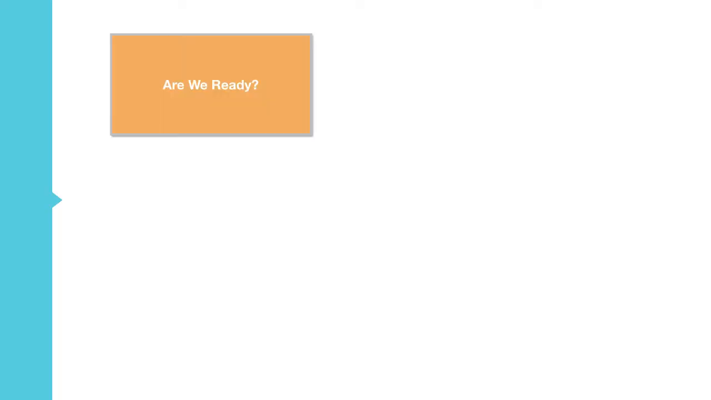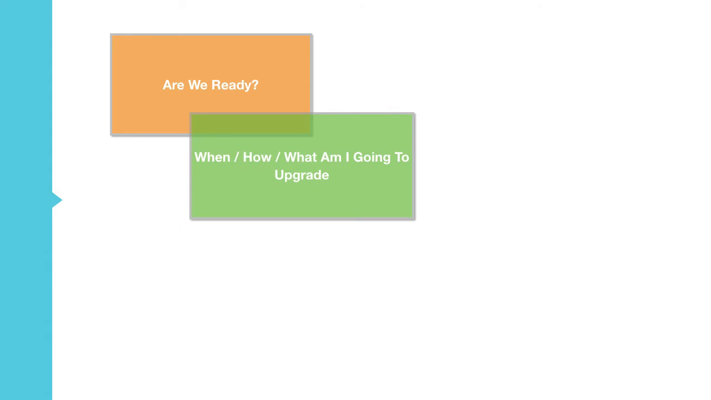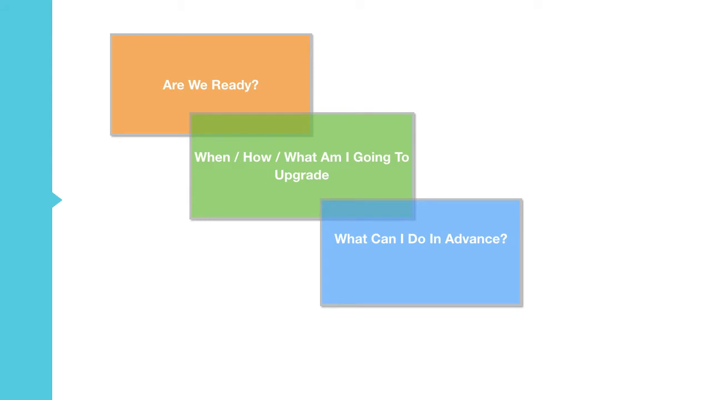So let's get started. What we're going to cover in this Perfect 10, I'm doing under 4 sections. So we're starting with, are we ready? Establishing whether the environment is ready for us to upgrade. Then we're going to move on to when, how, and what I'm going to upgrade. If you're going to plan for the upgrade, you need to plan in advance and understand what you want to upgrade and when you plan to do it. Then we're going to talk about what we can do in advance, how we can prepare the environment to make our upgrade as seamless as possible when the time comes.